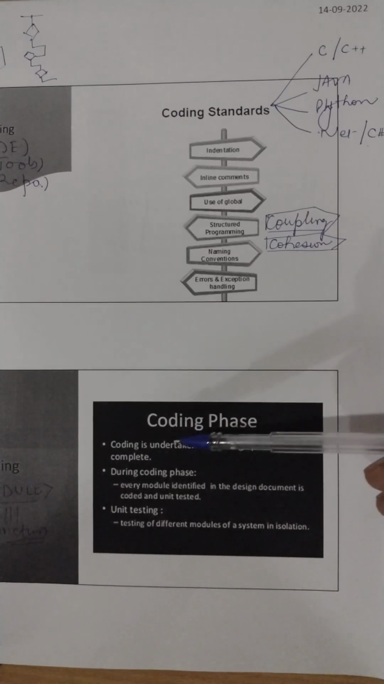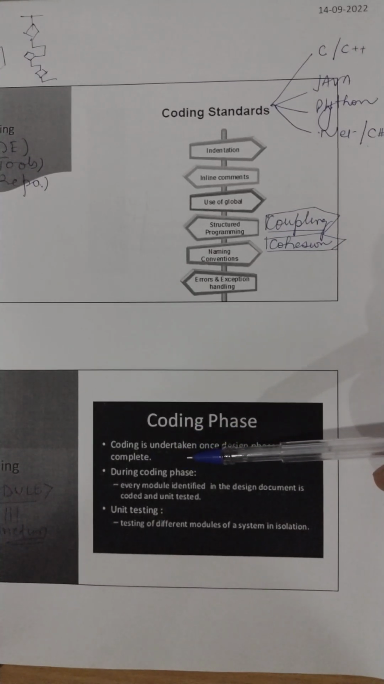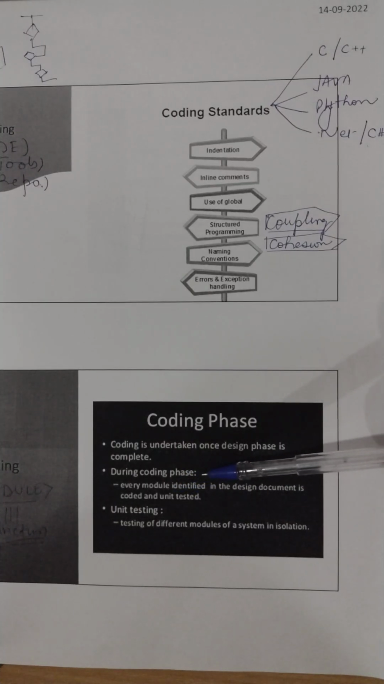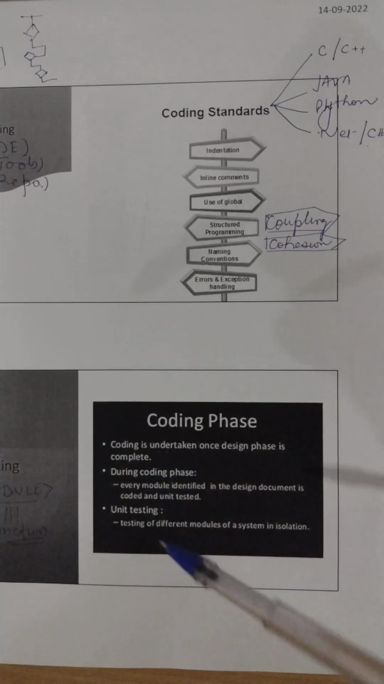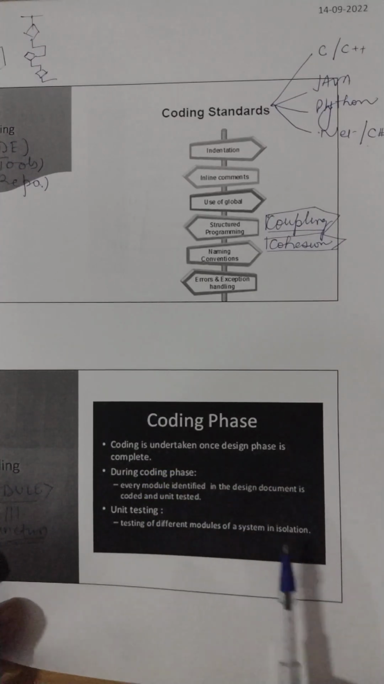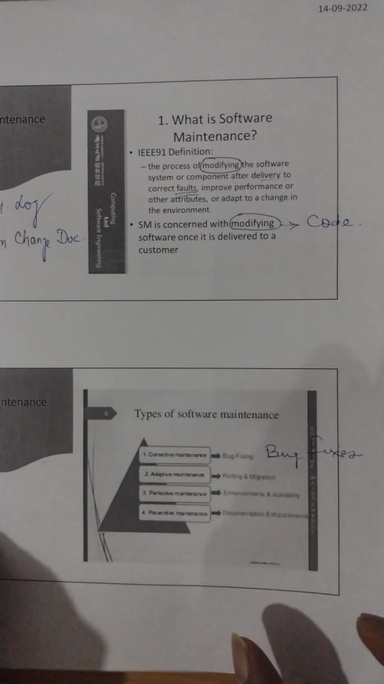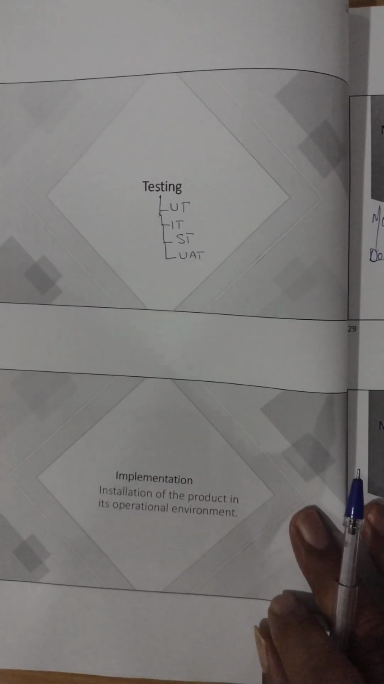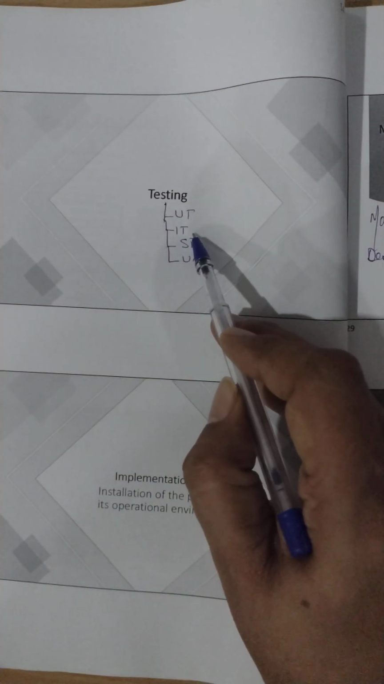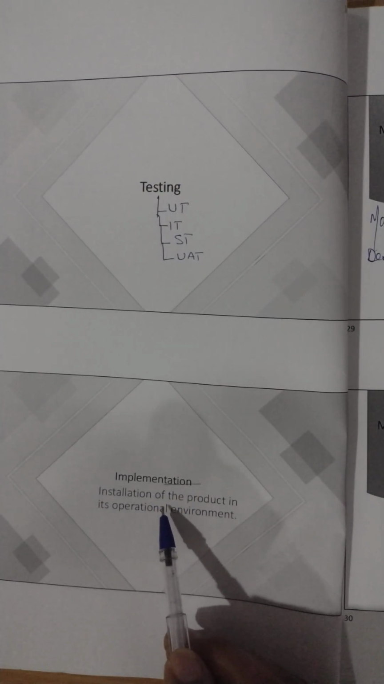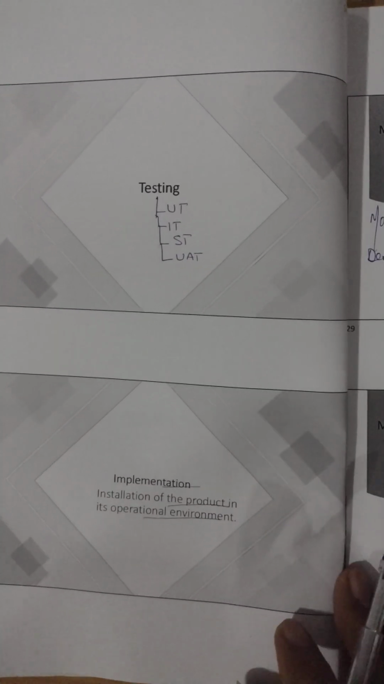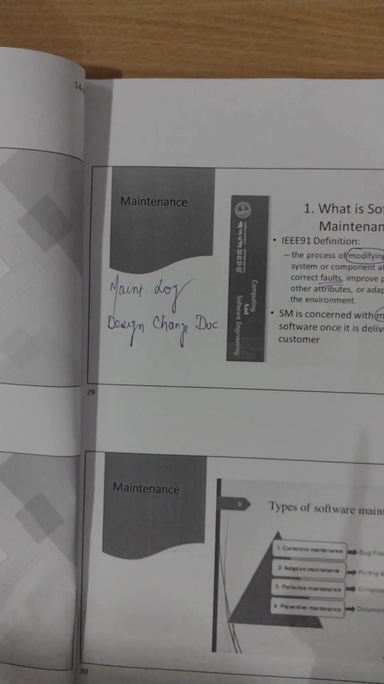Coding is undertaken once the design phase is complete. During the coding phase, every module identified in the design document is coded and unit tested. Unit testing is the testing of different modules of a system in isolation. Now the types of testing which we have are unit testing, integration testing, system testing, and user acceptance testing. Once all these things are done, we go for the implementation, where the installation of the product in an operational environment is done. Once all these things are done, then we get into the maintenance phase.